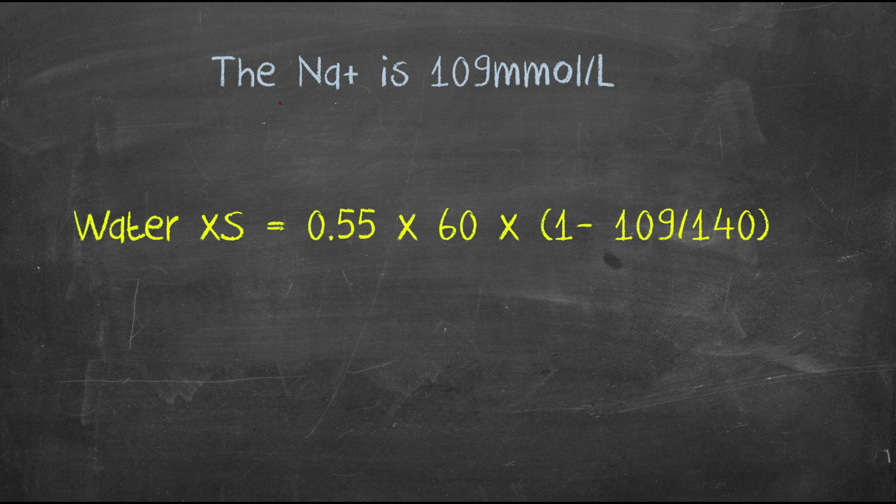You can work that out yourself by pausing this now. The result is 6.6 litres. And that's how much water Rachel needs to diurese off to bring her sodium back to normal.